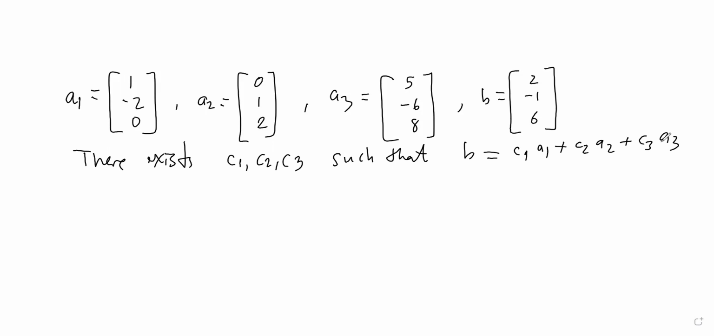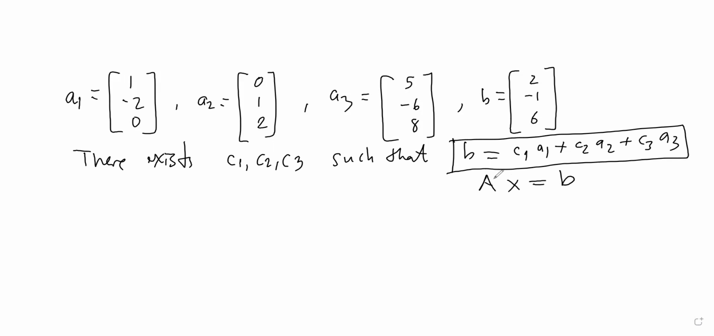But this is really a matrix equation, right? This is really a matrix equation where we say A1, A2, A3 are the columns of the matrix and B is the right-hand side. So we can form an augmented matrix here. So this is really a matrix equation. We can call this A times X equals B, where A is really just this.